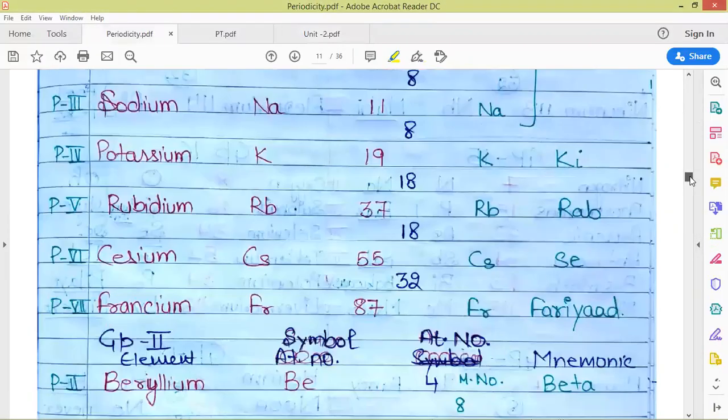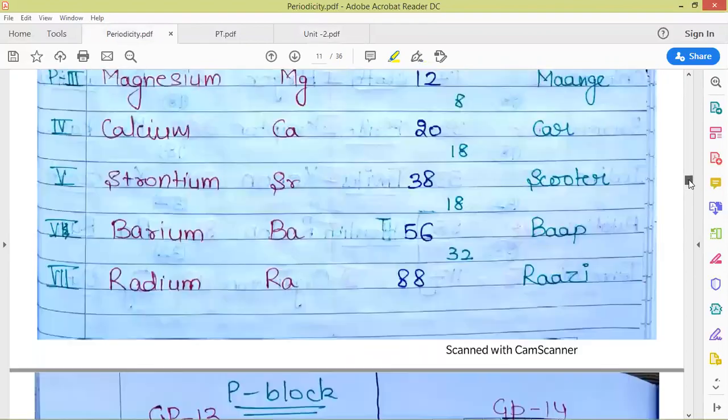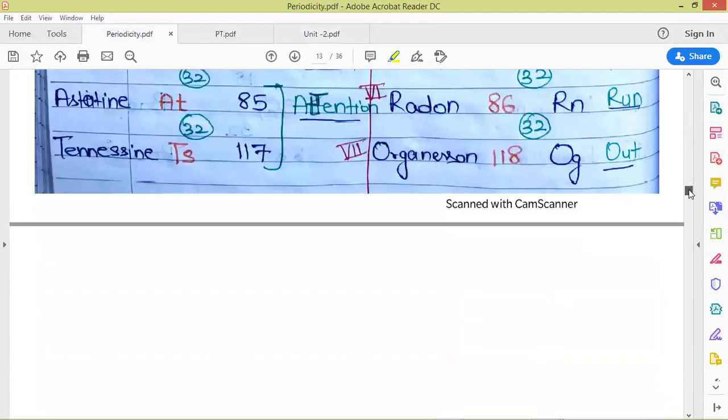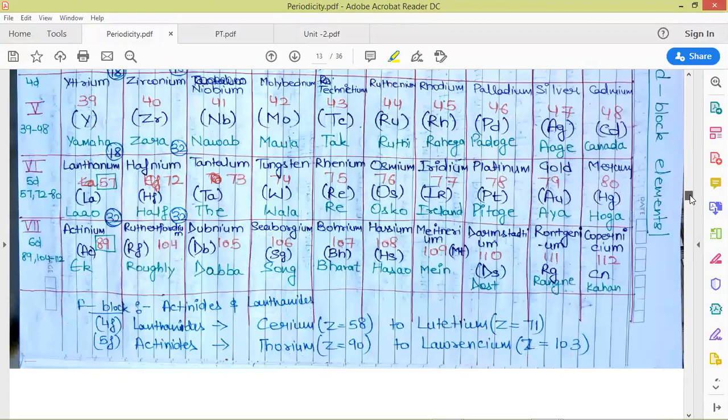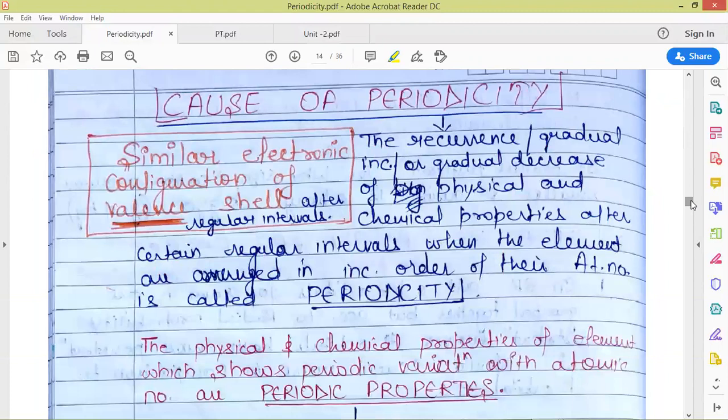So these are the mnemonics for group 1 and group 2, that is S block. Then these are for P block. These we have already discussed in our previous class. So before jumping to the periodic properties, let us first discuss what is the cause of periodicity.